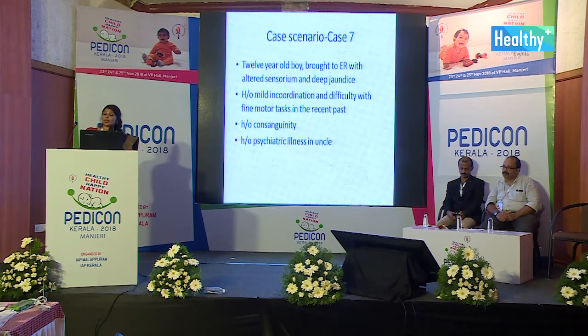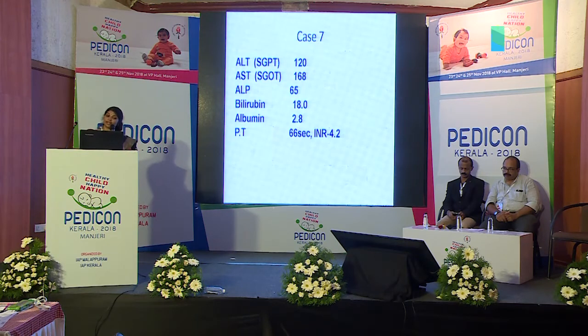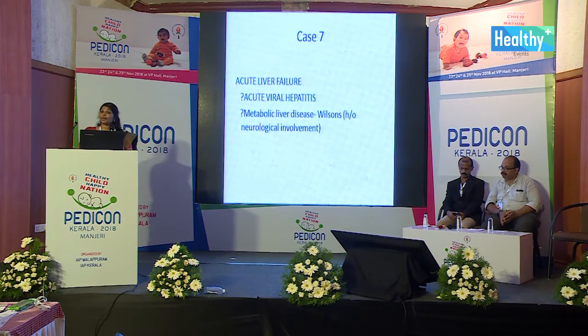The seventh is a 12-year-old boy who was brought to the ER with altered sensorium and deep jaundice. Again, features of liver cell failure, history of consanguinity, and a psychiatric illness in the uncle. Mildly elevated enzymes with bilirubin raised. Acute liver failure. Again, what is it? A viral hepatitis or a metabolic liver disease. With the history of neurological involvement and the consanguinity and the psychiatric illness, a metabolic liver disease, possibly a Wilson's, is high on the cards.